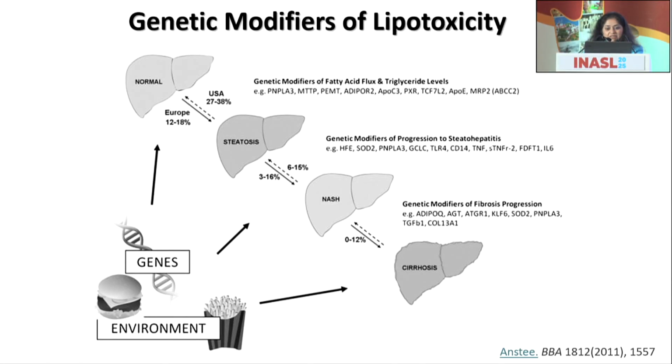We'll skip over this slide because I think I have 3 minutes less than I thought I did, and we'll talk about genetic modifiers of lipotoxicity. This is important to understand because trying to understand how patients with MASLD may declare themselves to either have MASL or MASH really does remain an unanswered question, and we understand that genetic modifiers may play a role in steatosis, in progression to steatohepatitis, and fibrosis progression.